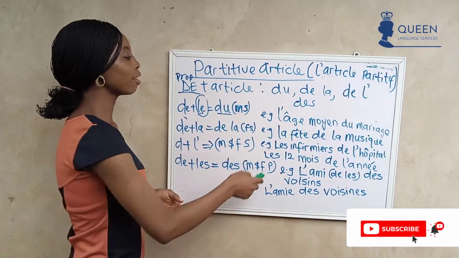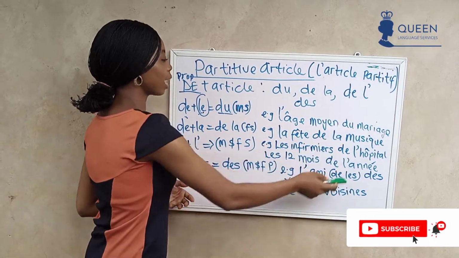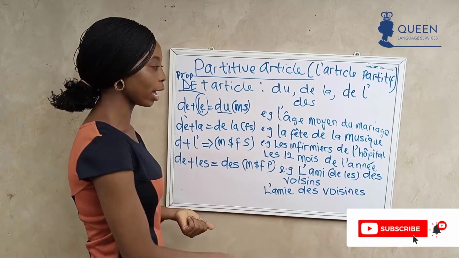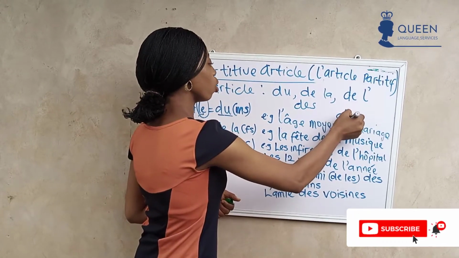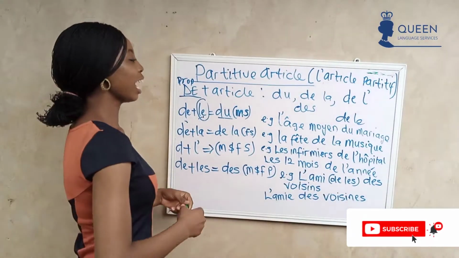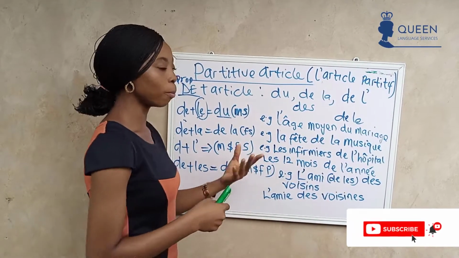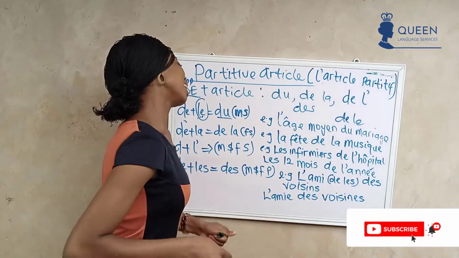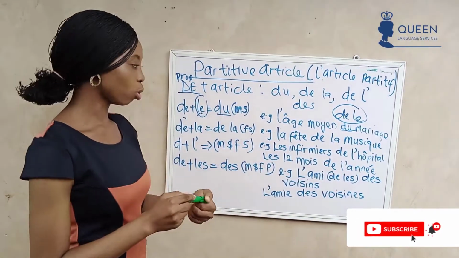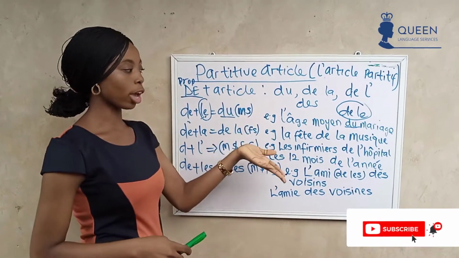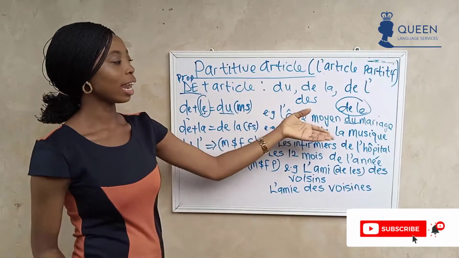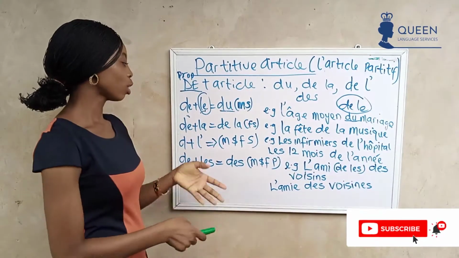For example, we have l'âge moyen du mariage. Normally it's meant to be l'âge moyen de le mariage. So instead of saying l'âge moyen de le mariage, the article contracts and turns to du. So we have l'âge moyen du mariage, that is the average age for marriage. Let's look at the next one.